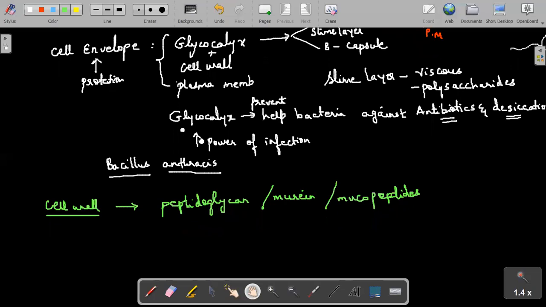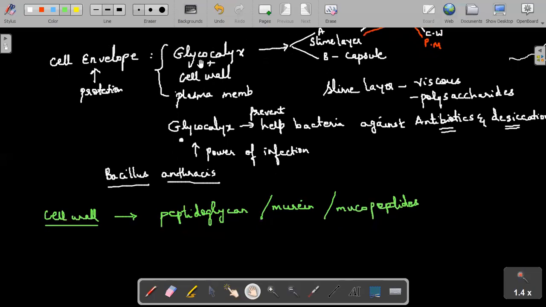Obviously, this is present, I told you, below the glycocalyx. The cell wall is present below the capsule or the slime layer, but outside the plasma membrane. This is also needed for maintaining the shape and the structures.